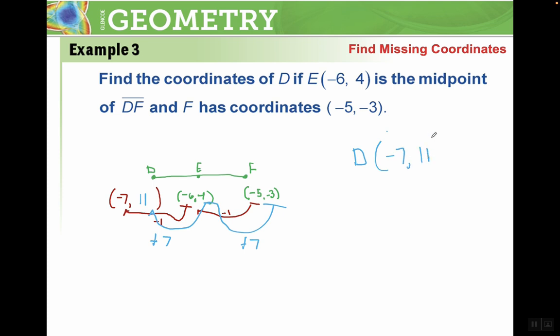Now, if you're unsure if you're doing that correctly, go ahead and use the midpoint formula using the endpoint that you came up with and the endpoint that was given, and see if you can quickly come up with the midpoint that they gave. So I'd say negative 7 plus negative 5 is negative 12, divided by 2 is negative 6. I'd say 11 plus negative 3 is 8, divided by 2 is 4. So I know I did it correctly.